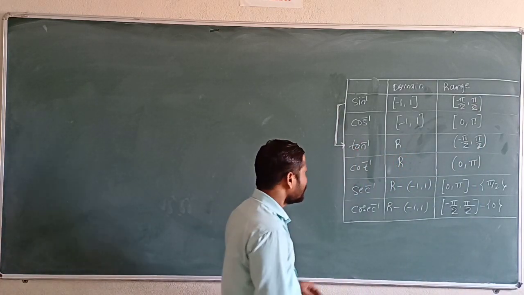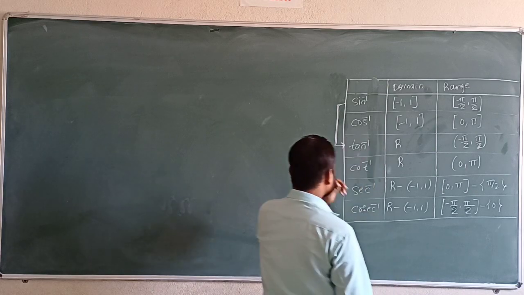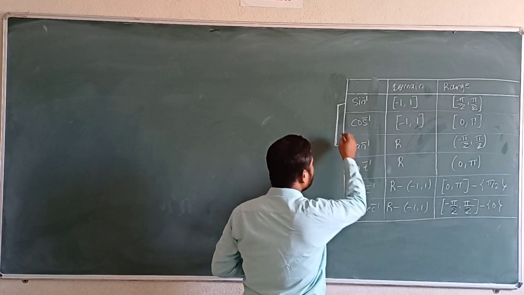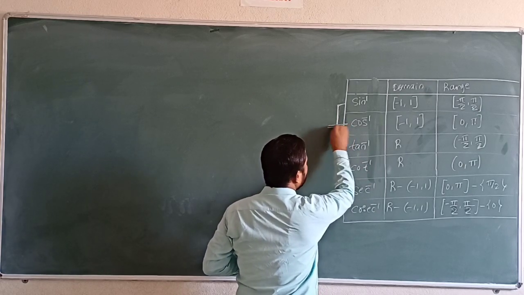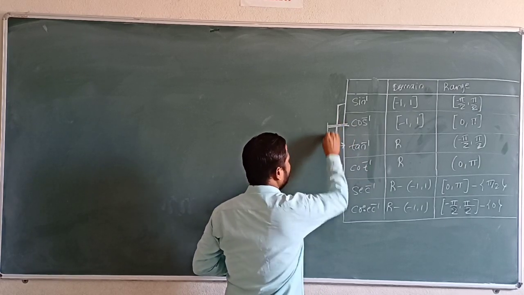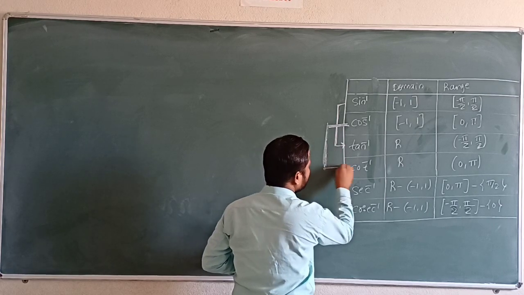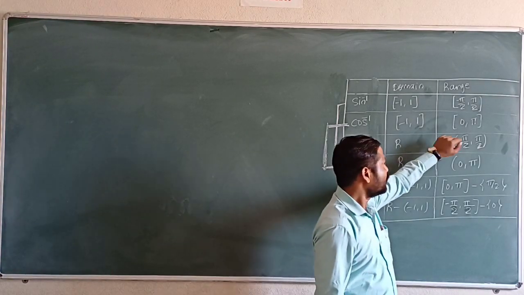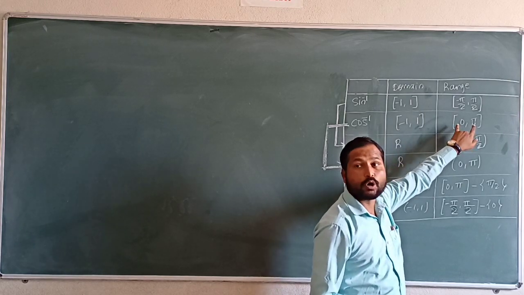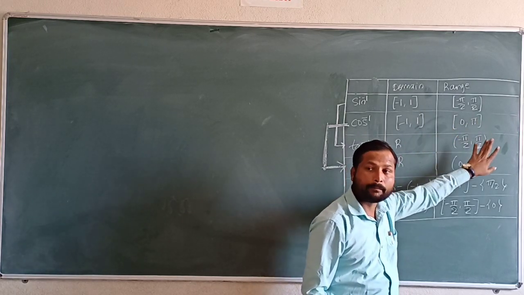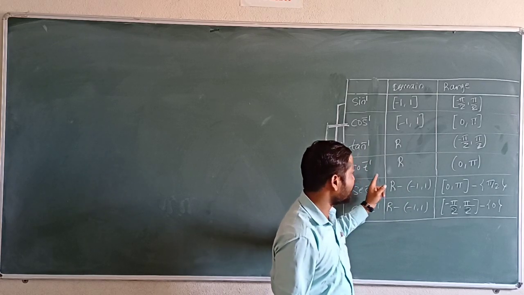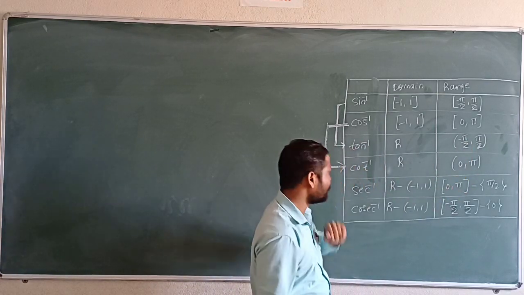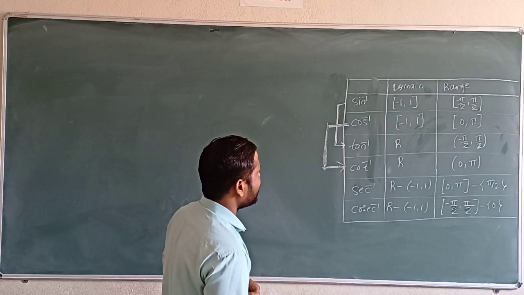Right? Next one, again the other two functions are the same now. That is cos and cot. Cos inverse range is a closed interval 0 comma pi. Cot inverse range is an open interval, that is 0 comma pi. Right? Same as it is.